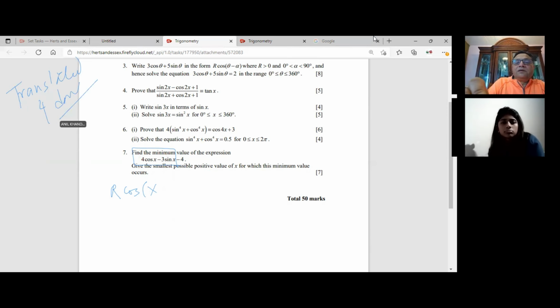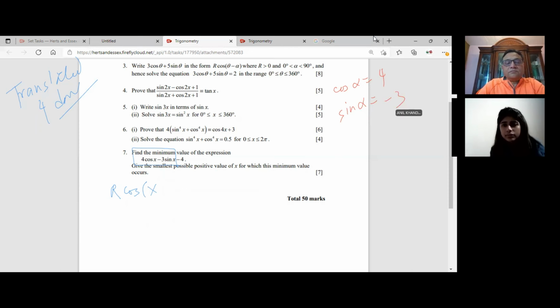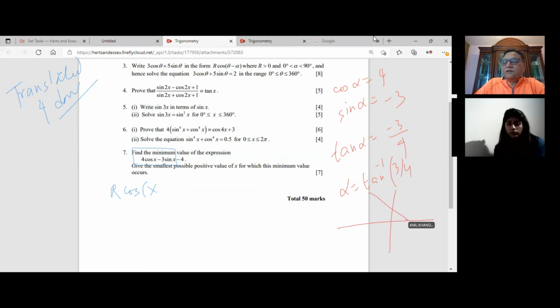Correct. So remember, it's good to write here that you have cos of alpha equals 4, sine of alpha equals -3, correct? That's given to you. So you get this, and so you can find what tan of alpha is, right? So tan of alpha equals -3/4. Find alpha, which is tan inverse of -3/4, correct? So you get this angle. I should have drawn here and got this angle, right?